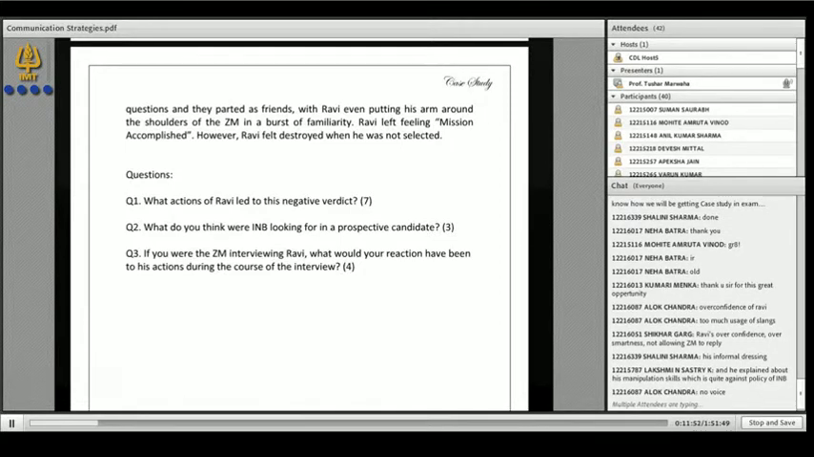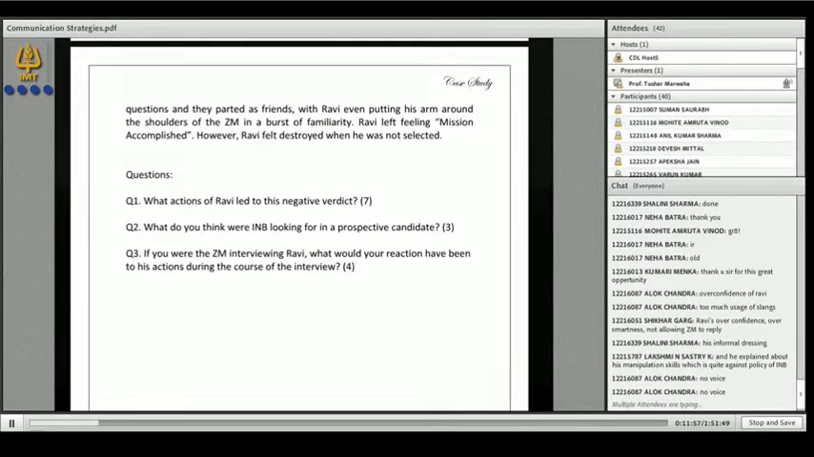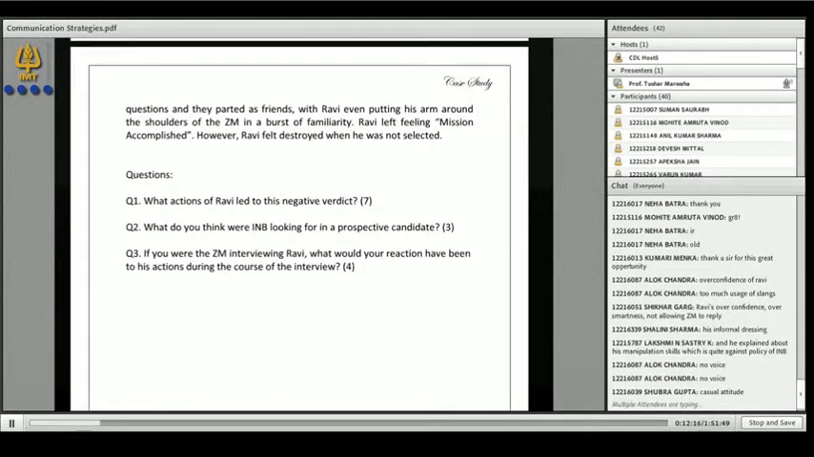Now take this first question: what actions of Ravi led to this negative verdict? Can you take a piece of paper with you and start listing out the negative actions? Or if somebody wants to take the energy, please type them out in the chat box. Up to you. I want you guys to find at least 14 problems with Ravi. Note them down, count them down. 14 problems.